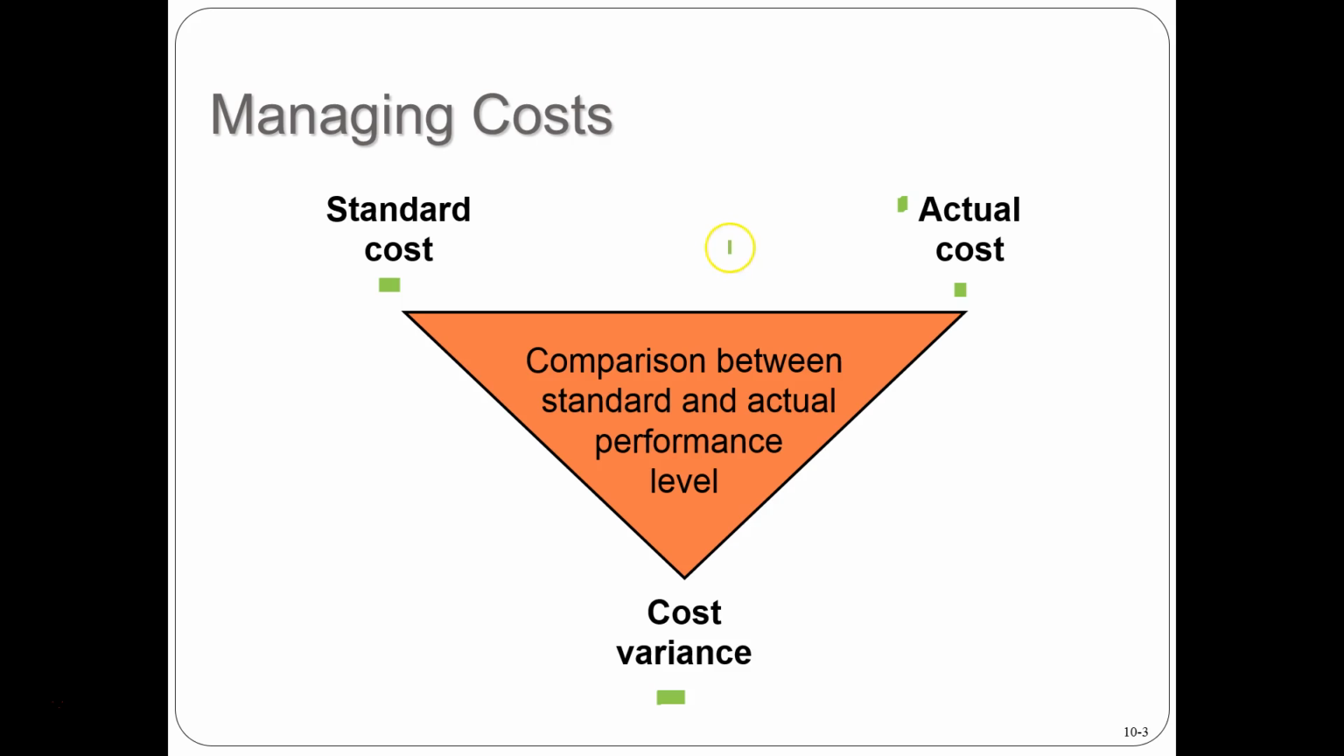We will then, of course, compare the standard to the actual, and we will come up with a difference, that difference being termed the variance. So we're going to look at the variance, meaning the difference between what we standard cost, what we believe the cost should be, compared to the actual cost. And we're going to look at significant variances, of course.